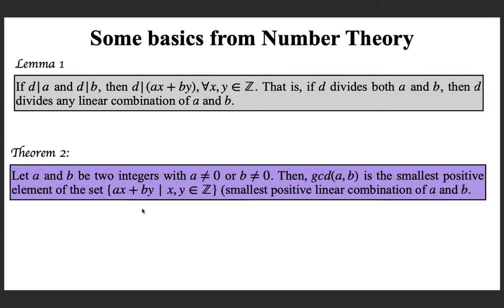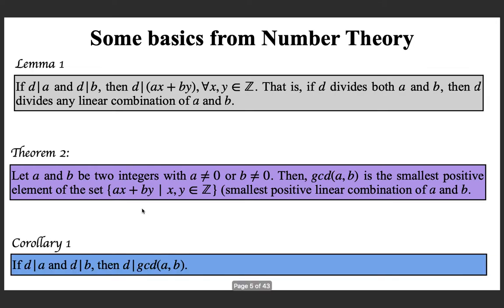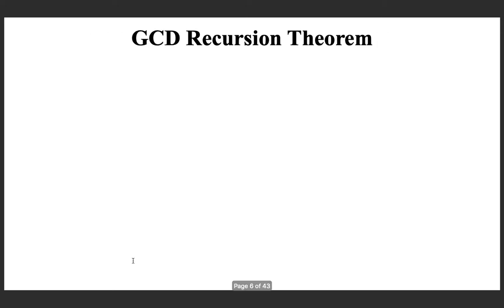Now from lemma 1 and theorem 2, we can have a corollary. What is the corollary saying? If D is a common divisor for A and B, then D divides the GCD of A and B, because by theorem 2, the GCD of A and B is a linear combination of A and B, and by lemma 1, the common divisor divides any linear combination of A and B. So corollary 1 follows. Hope you can remember these three results.